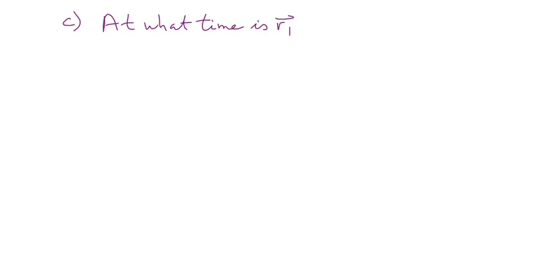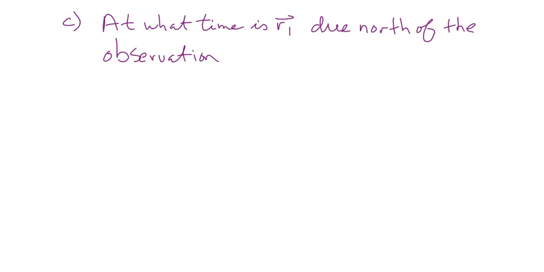Due north of the observation point, which is the origin. So you guys have done physics, right? You know about frames of reference and stuff? Yeah. Okay. So when are we due north of the origin, which means what? Where are we? 0 degrees.